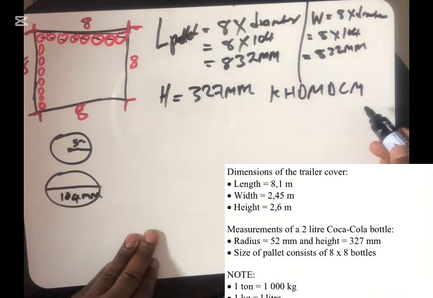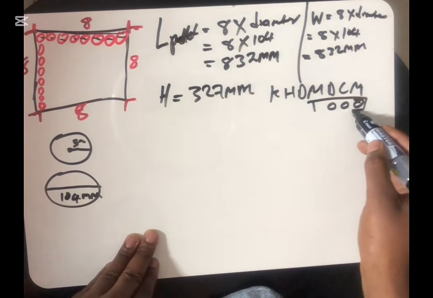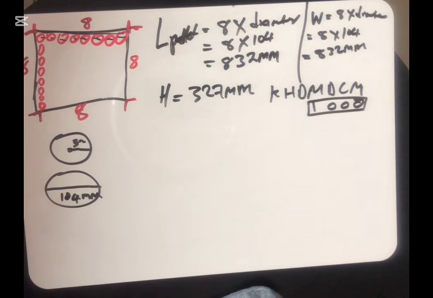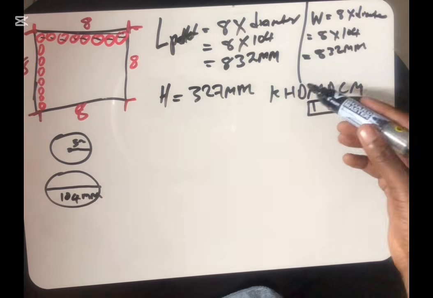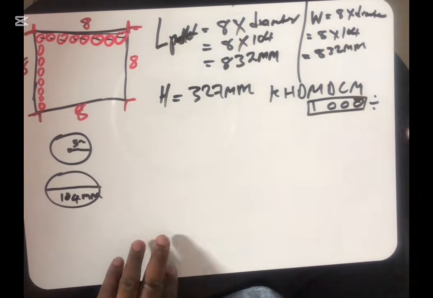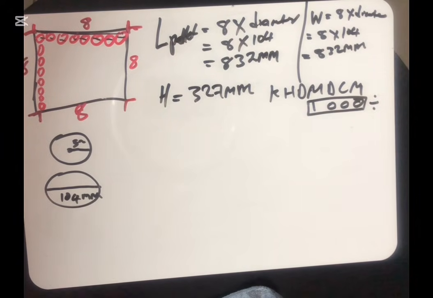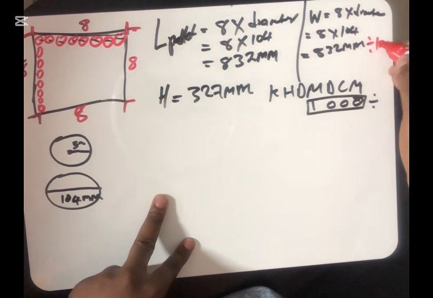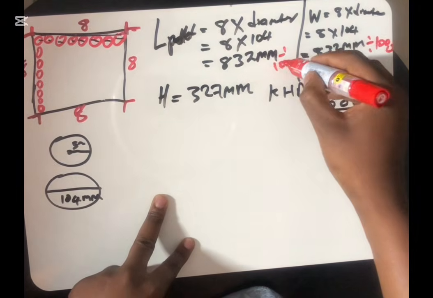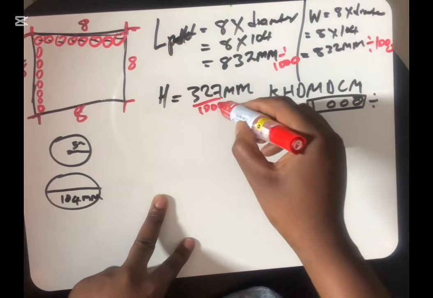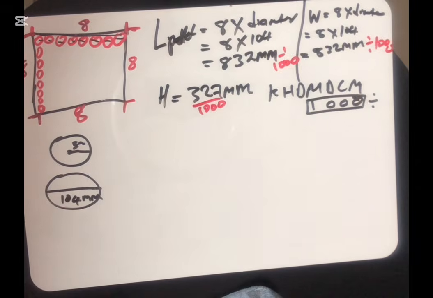We are converting from here to here, which is 1000. Our converting factor is going to be 1000. And because we're converting millimeters to meters, we are going to divide. So we divide everything, the dimension of the pallet, by 1000. We divide this by 1000, we divide this by 1000, we divide this by 1000. Then after dividing them by 1000, we'll be able to find the new dimension in meters.